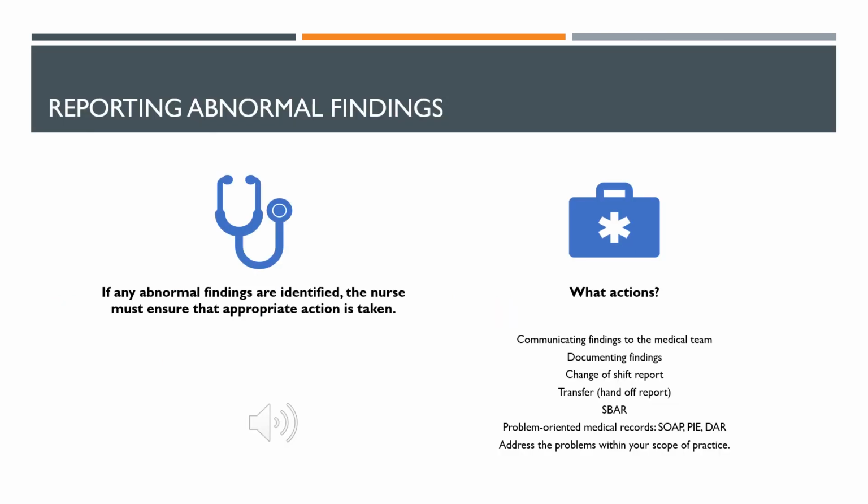So if there's any abnormal findings that you have identified, you as the nurse need to ensure that appropriate action is taken. So that action might be addressing that, probably will be addressing the problem within your scope of practice. It would be communicating findings to the healthcare team. Remember, this is the concept of interprofessional collaboration. So the healthcare team will be collaborating to manage whatever abnormal findings there are that have been identified. Documenting the findings so that the collaboration and communication is consistent.